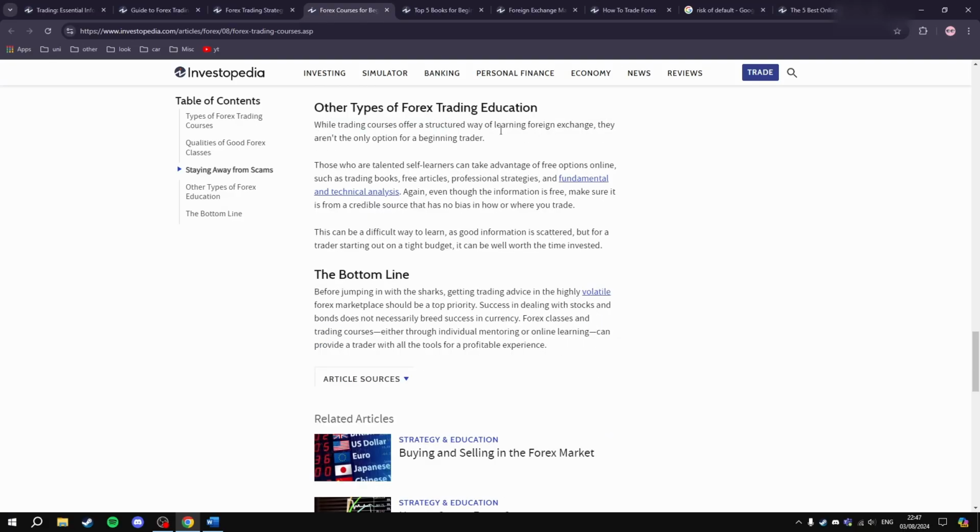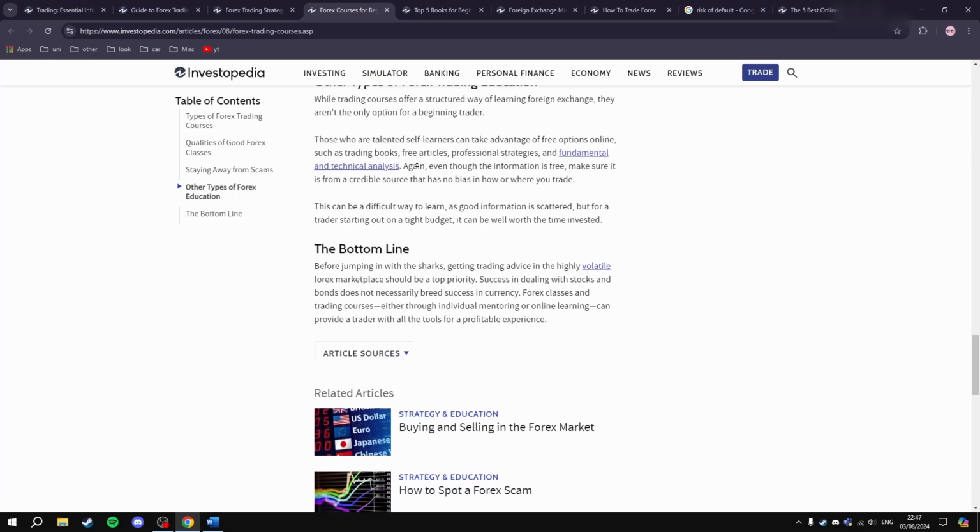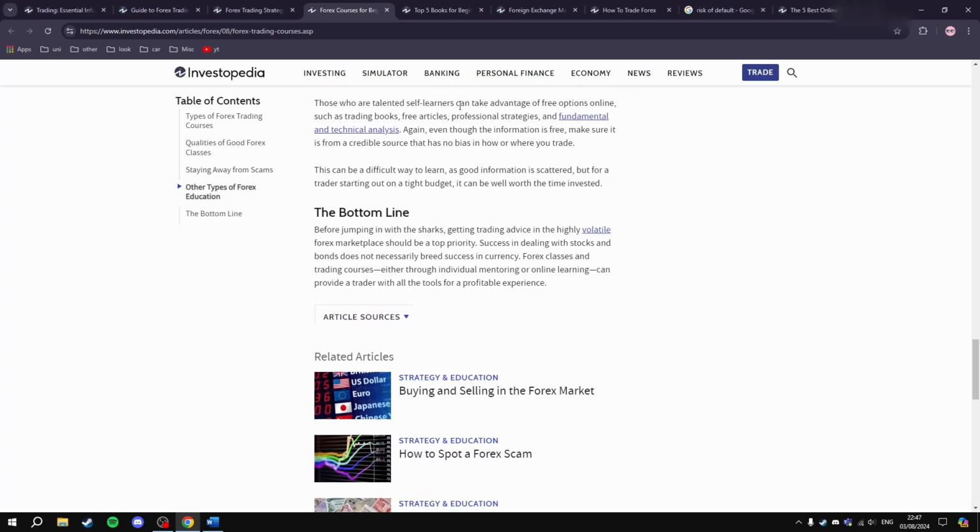While trading courses offer a structured way of learning foreign exchange, they aren't the only option for a beginner trader. Those who are talented self-learners can take advantage of free options online, such as trading books, free articles, professional strategies, and fundamental and technical analysis.